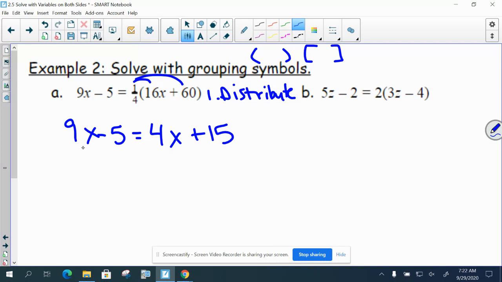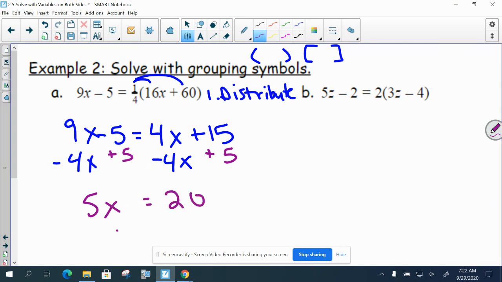Okay, and then let's combine the x's. So the 4x is smaller, so we're going to subtract that. And at the same time, if you want to, you can go ahead and add the 5 over to the other side, since we're going to get all of the constants over here and the variable over here. So then you have 5x, or you could just do it in 2 steps. Equals 20, so x equals 4.